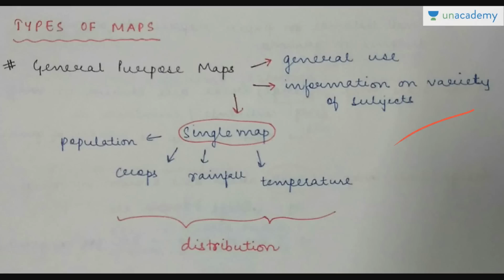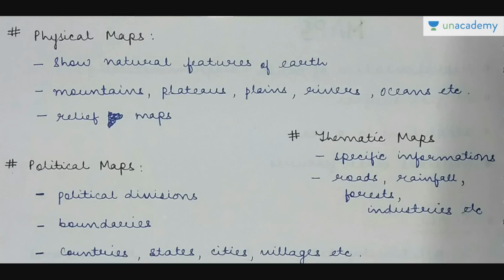Then there is information on a variety of subjects, and so a single map can cover information about temperature, rainfall, crops and population also. So in a single map, the distribution of all these things is shown. So this is like a very general purpose map.